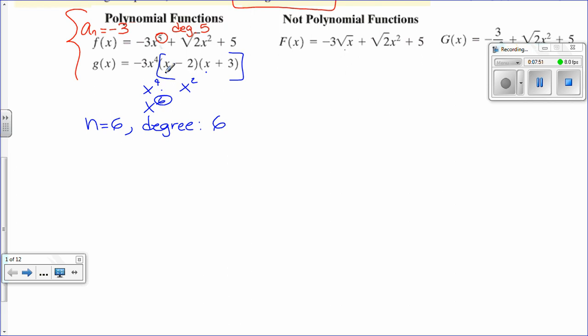Now, what will be the leading coefficient? And we'll call that a sub n. It's just negative 3. And that is because the coefficient of x is a 1, and the coefficient of the other x is also a 1. So even after you multiply negative 3x to the power 4 times x squared, your leading term will be negative 3x to the power 6.